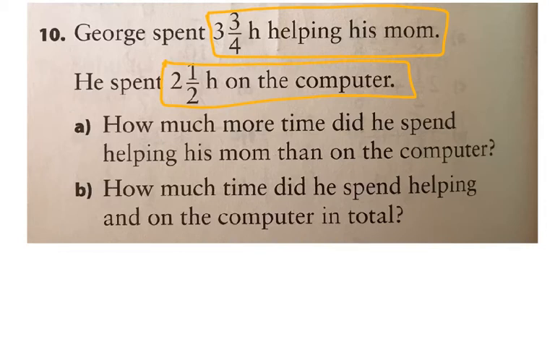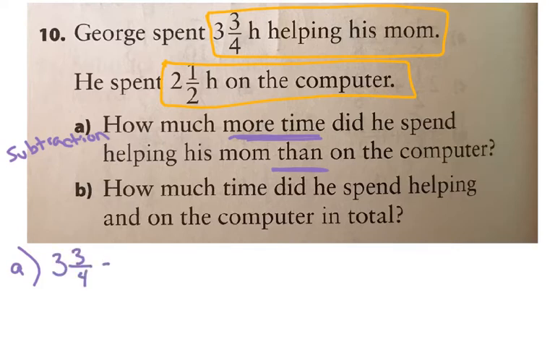So for A, we'll do that in purple. How much more time did he spend helping his mom than on the computer? Let's start with A. That tells me that that is going to be subtraction. Okay, so let's do A in purple. So we have 3 3/4, subtract 2 1/2.